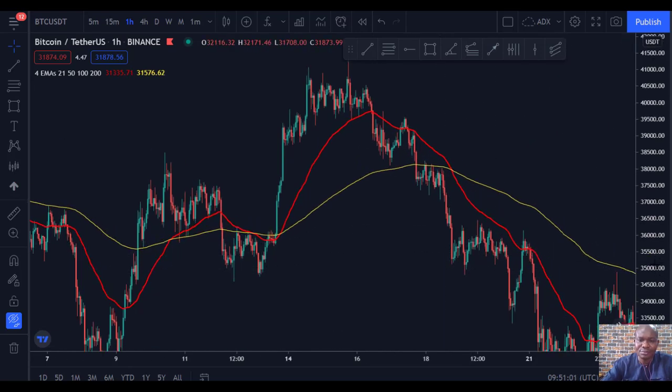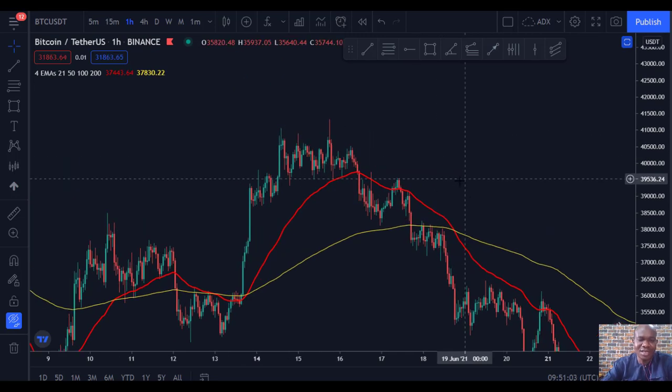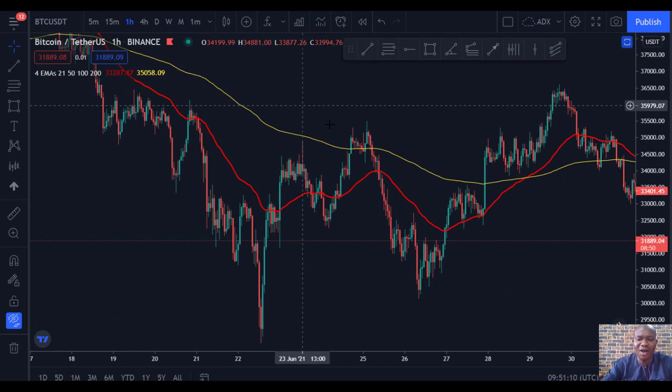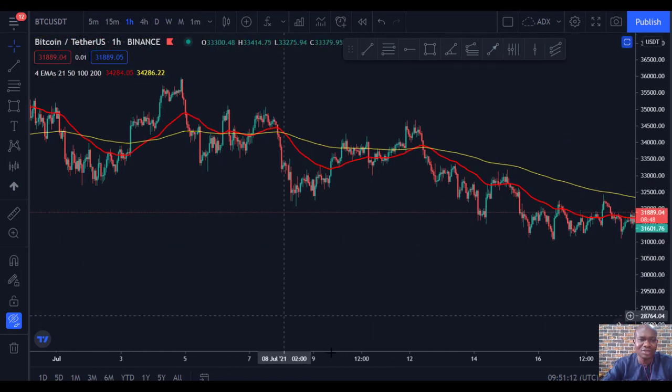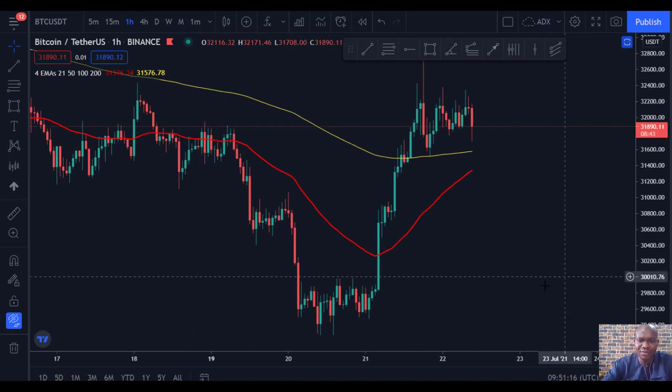So you can see, look at this trade. This is an impulse, very sharp. This is a correction, and down we go. Okay, so all over. So let's go to the current situation of the market.